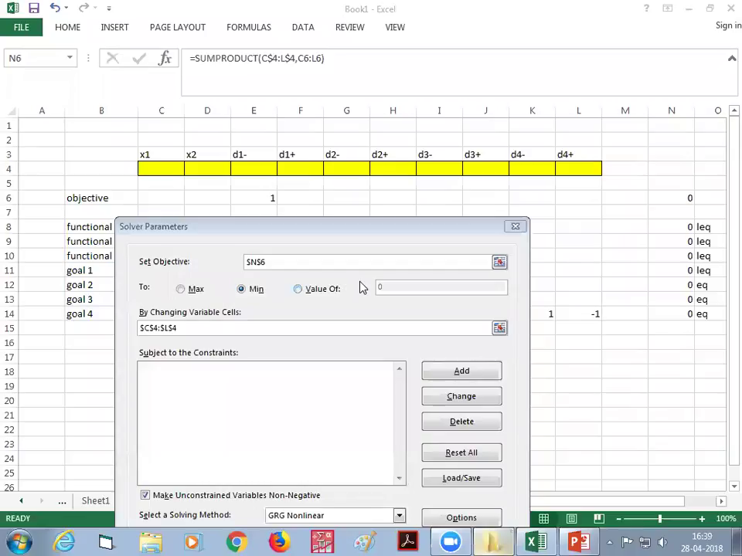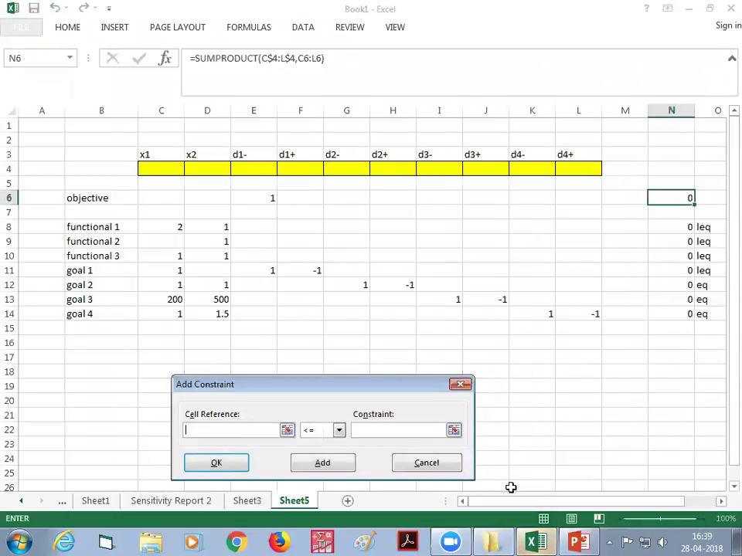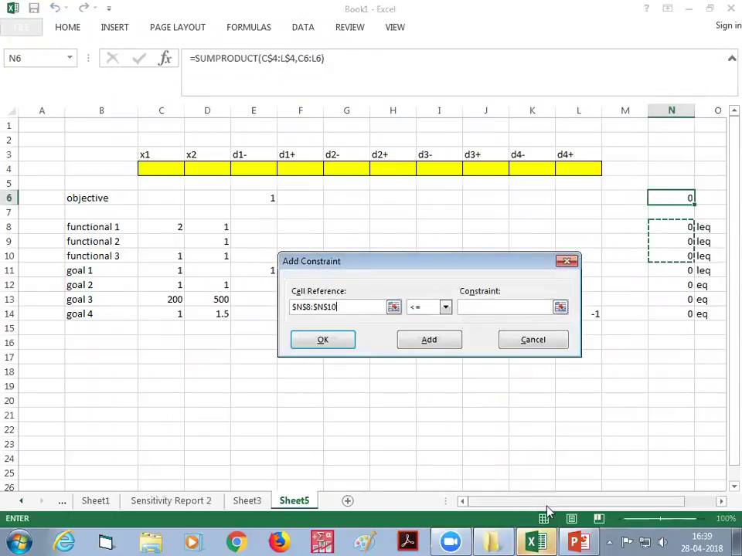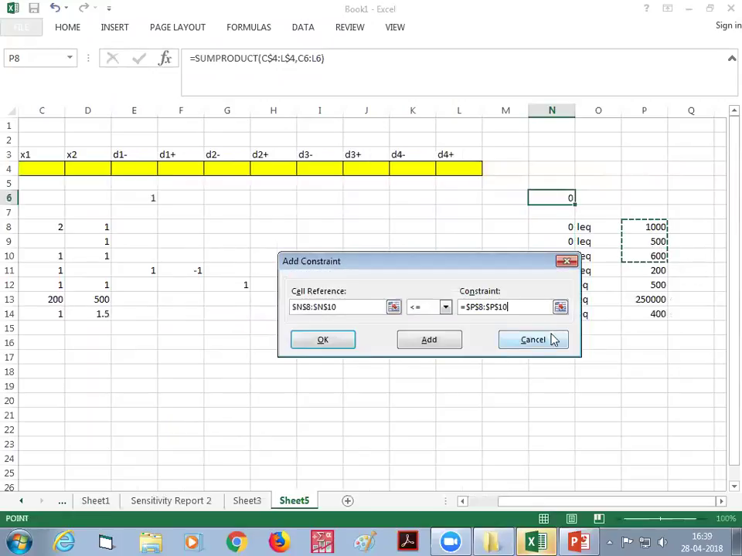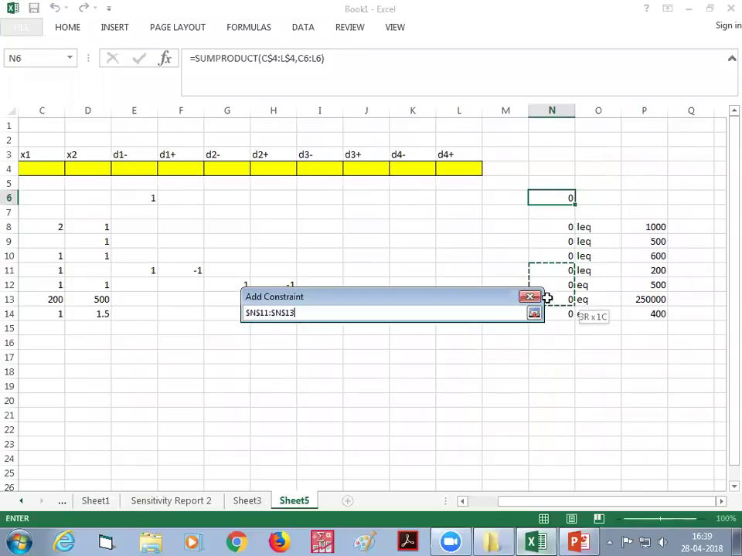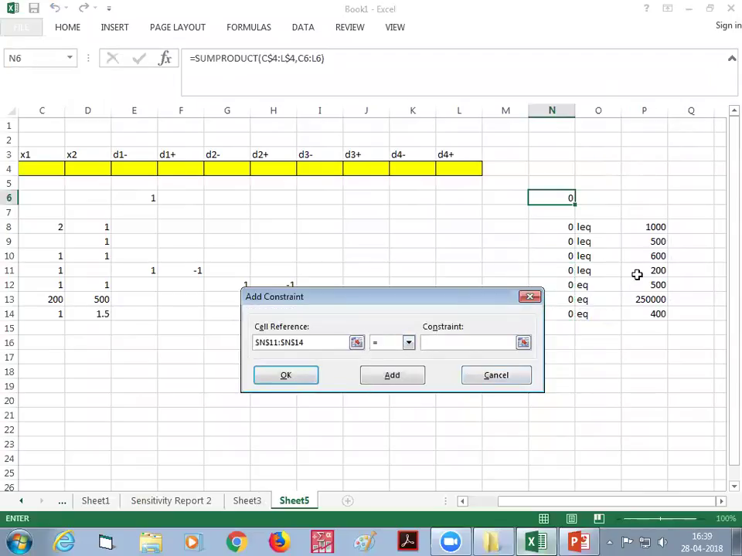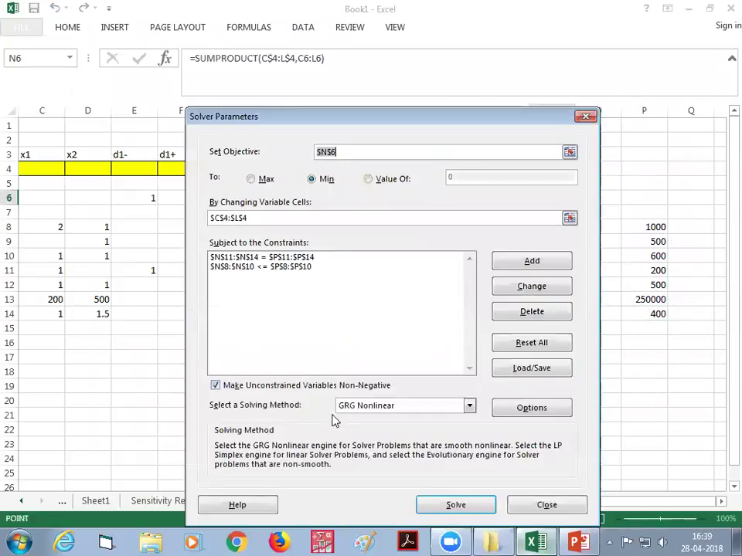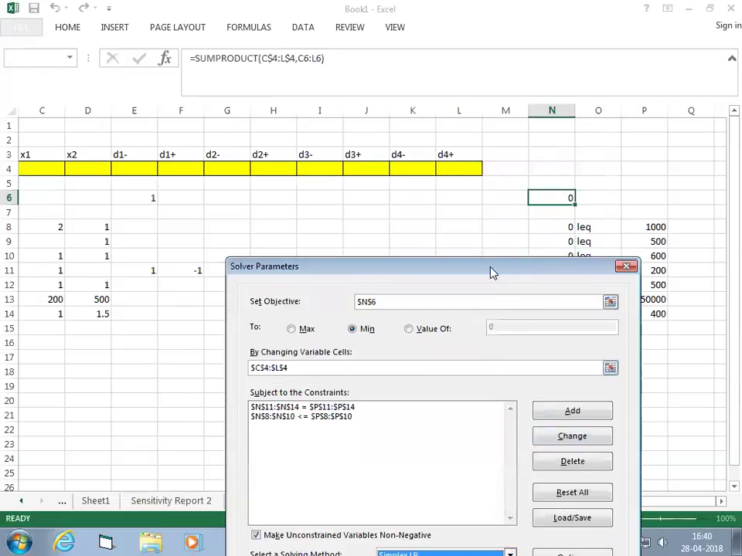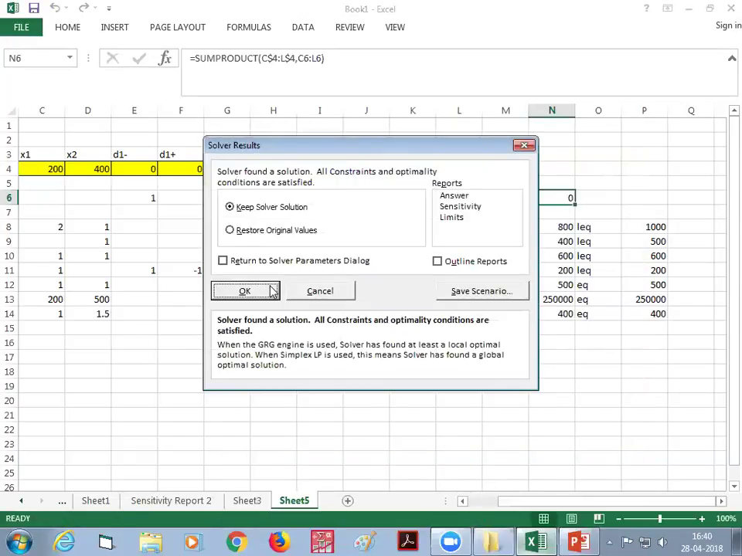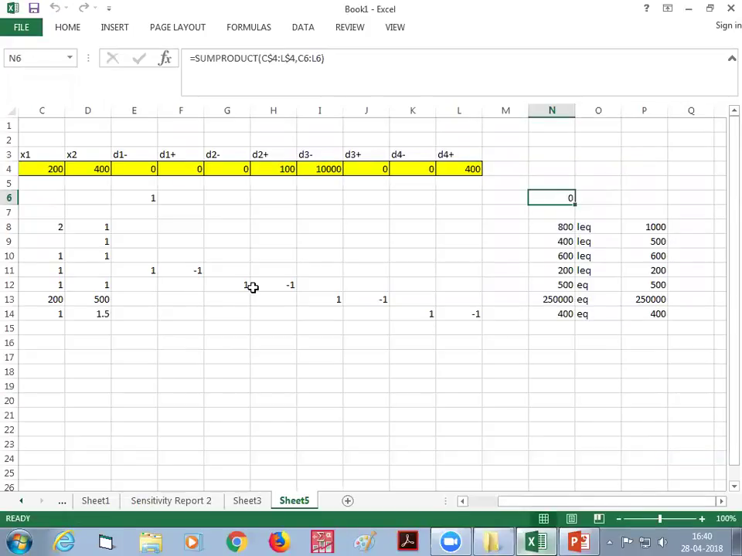So what were we doing? We're minimizing this thing, the objective. Now we need to add in the constraints. The constraints are here. These are less than or equal to these three. And now we add in these goal constraints as equal to these. And the first one, of course, is to minimize D1 minus. So let's solve. D1 minus is 0. And we have 200, 400, which will be the final solution, of course.